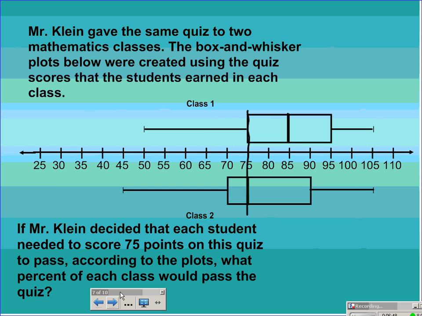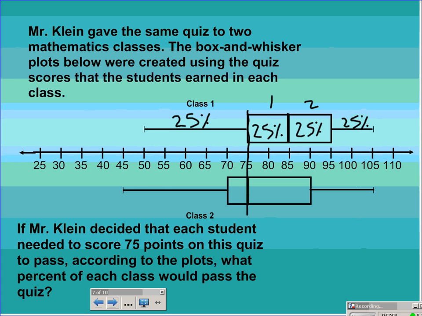Each section is divided into fourths, so that means that each section is 25%. The first box and whisker plot, 75% of the people scored 75 or higher. You can tell that because there are 3 sections that are 75 or higher. So you multiply 3 and 25 and you get 75%.